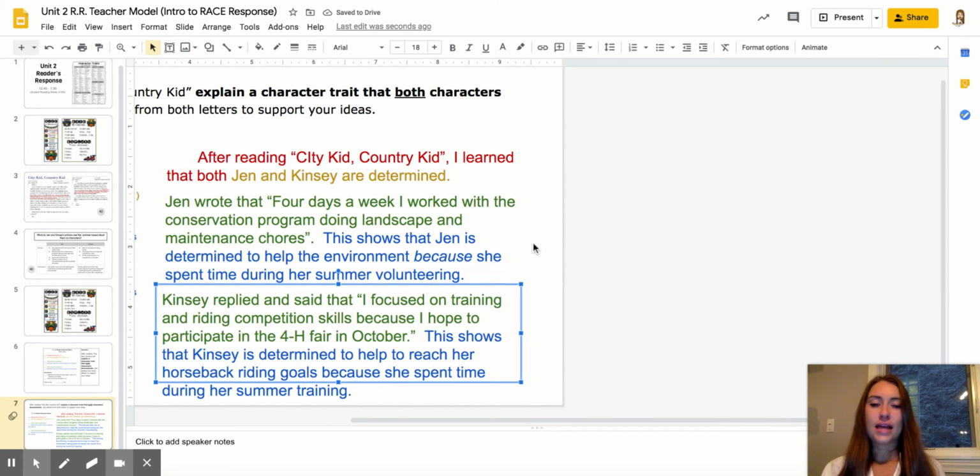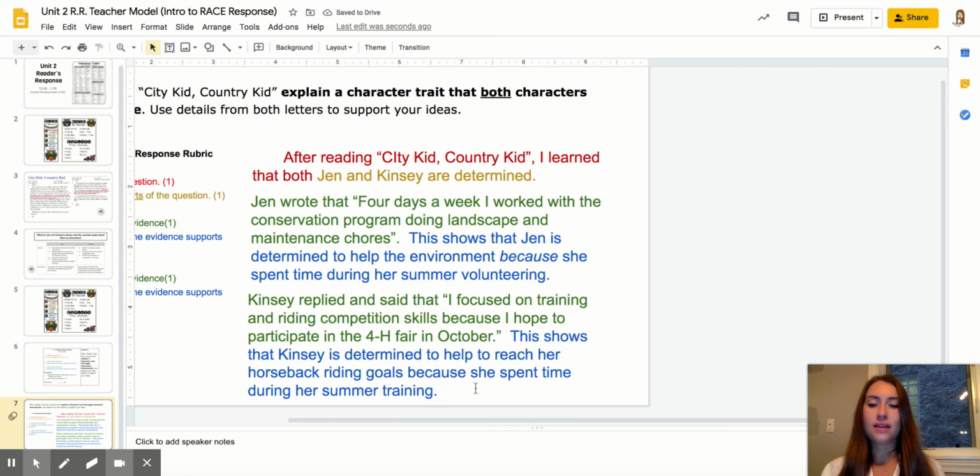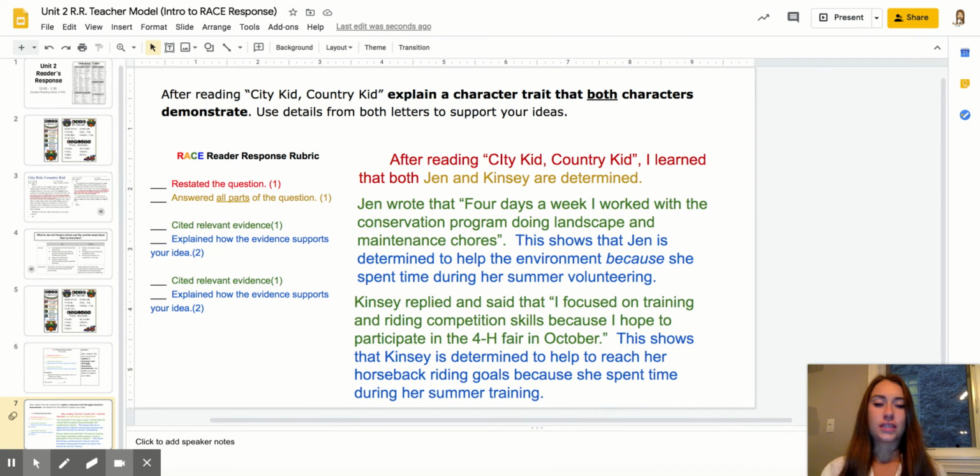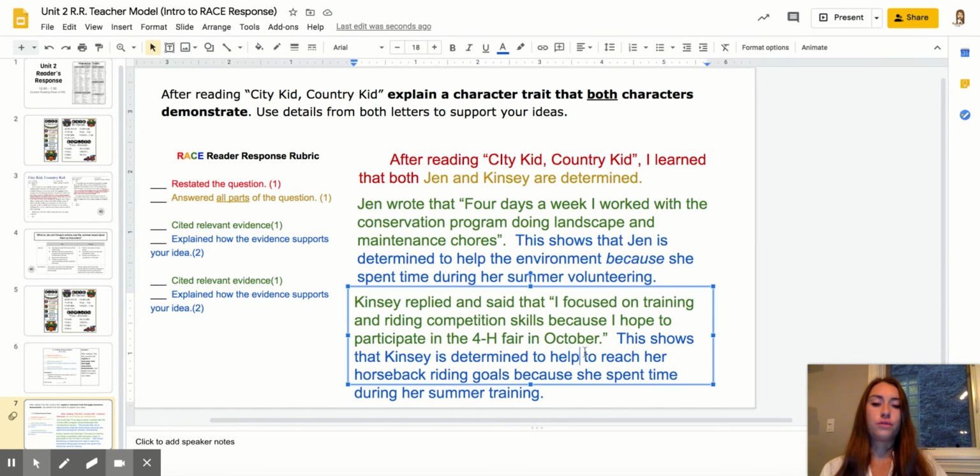Kinsey replied and said that I focused on training and riding competition skills because I hope to participate in the 4-H fair in October. This shows that Kinsey is determined to reach her goals. We always want to reread our writing to make sure there's sentence fluency. Determined to reach her horseback riding goals because she spent time during her summer training. Once again, she's not just determined, but explain how it shows she's determined with this word, because.